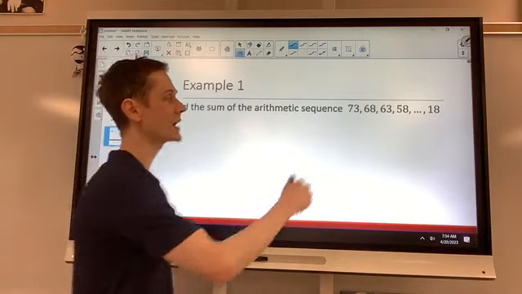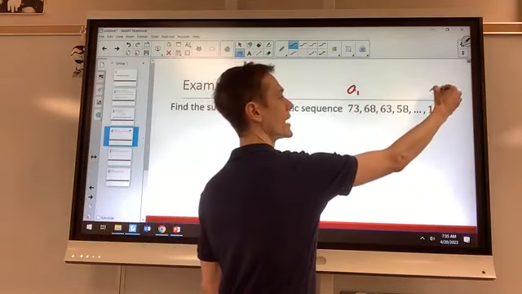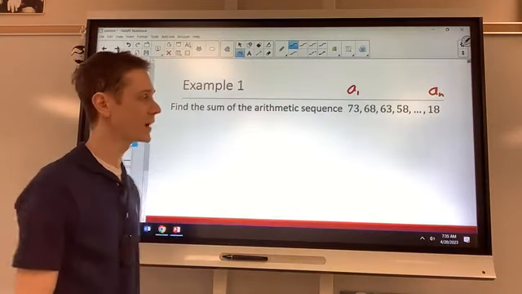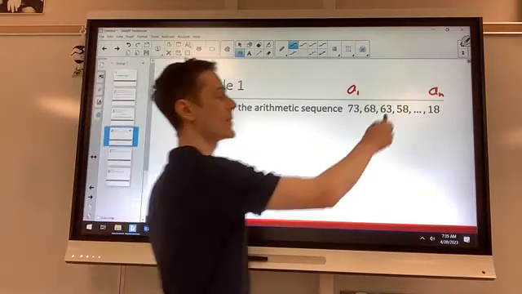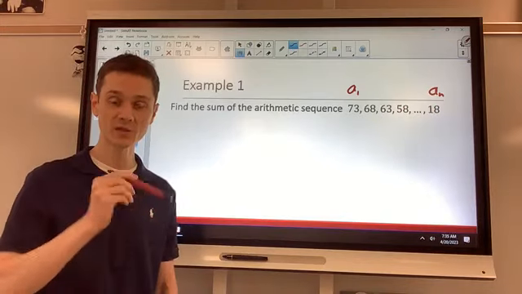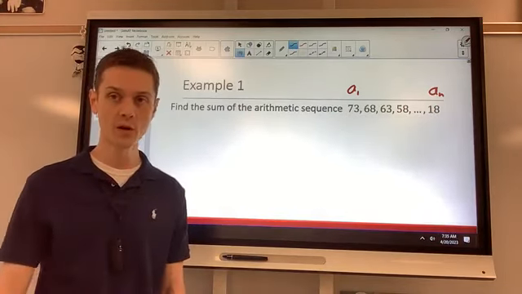Now, in this case, I know what a sub 1 is, and I know what a sub n is. But if I'm thinking about the formula on the previous image, I need to know how many numbers there are. I can't just count them up because they didn't list all of them out. And so that's pretty common. A lot of times there are so many numbers, they just do a dot, dot, dot to save some space. And then we need to figure out how many there are in this case.